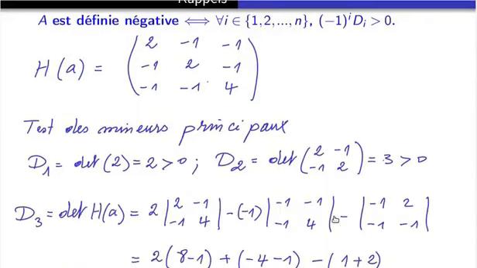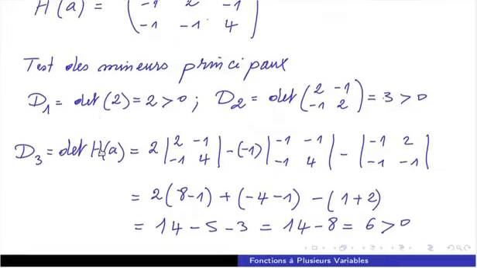In our case, for the Hessian matrix that we calculated, we will apply the principal minors test to it. D1 is the determinant of the matrix (2), and it is strictly positive. D2 is the determinant of the matrix formed by the first two rows and first two columns.